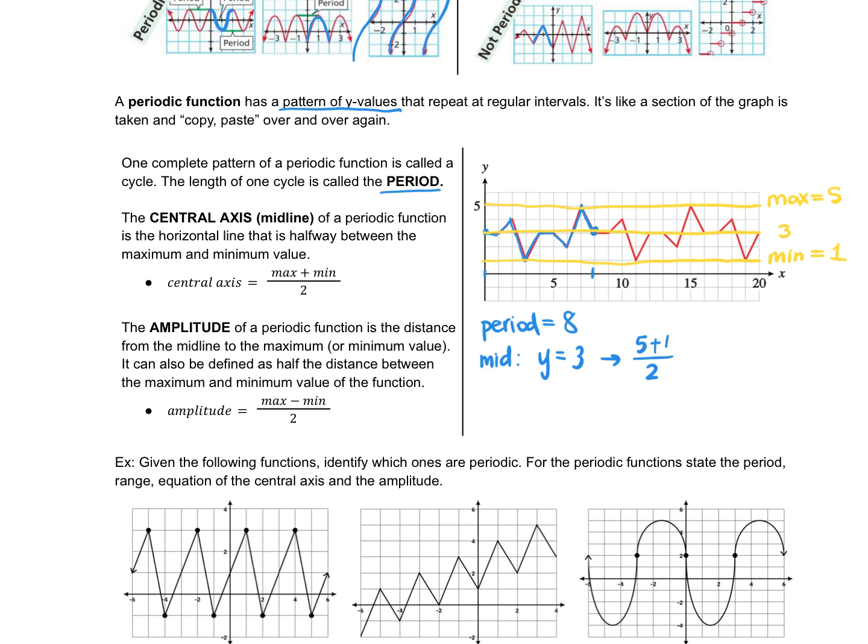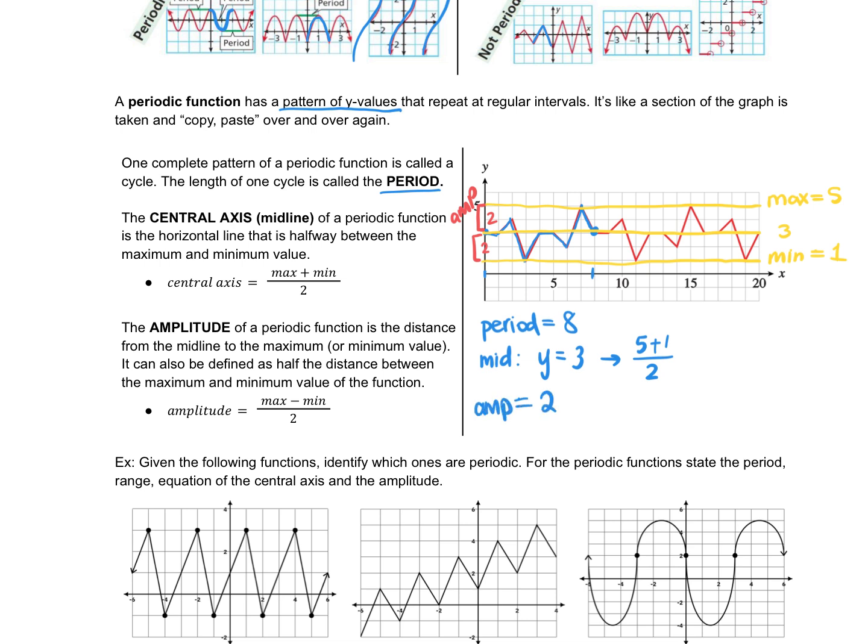Next we have the amplitude, and the amplitude is the distance from that midline we just found up to the maximum or down to the minimum. So if you look at the sketch, this here would be my amplitude, max to midline, or this distance here. It should be the exact same. And if I'm counting boxes, that's 2 boxes and 2 boxes there. So my amplitude is 2.